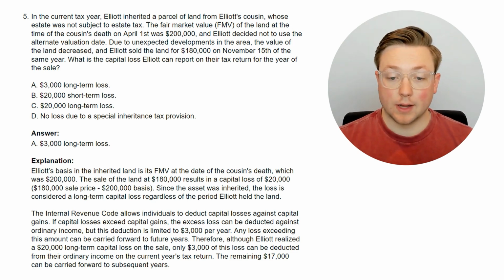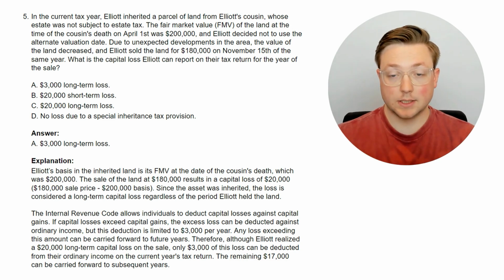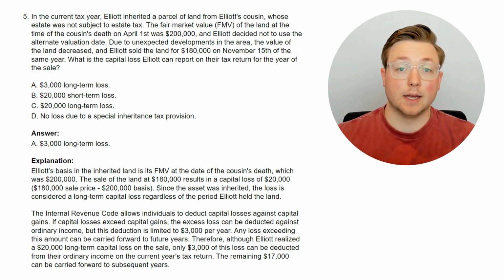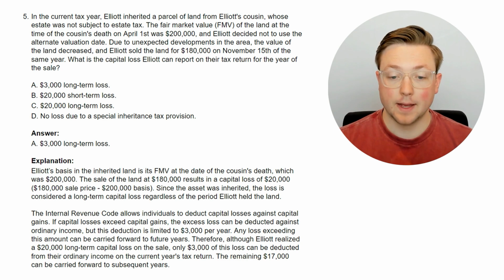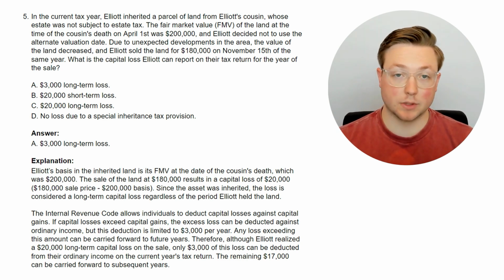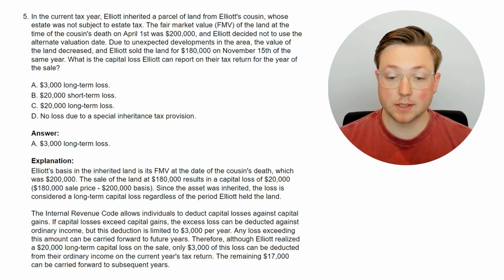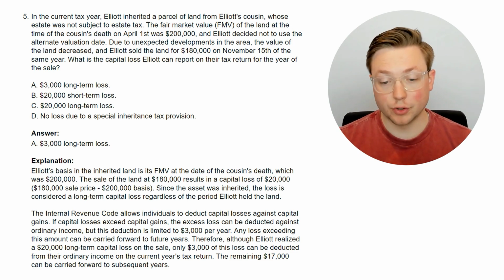The Internal Revenue Code allows individuals to deduct capital losses against capital gains. So in this situation, if Elliot had a long-term capital gain, he could net this loss against it, or even a short-term capital gain, then some of the loss could go into that. But in this situation, since we don't have that, this is what's going to happen. If capital losses exceed capital gains, which there's no capital gains to compare against, the excess loss can be deducted against ordinary income. But this deduction is limited to $3,000 per year. Any loss exceeding this amount can be carried forward to future years.